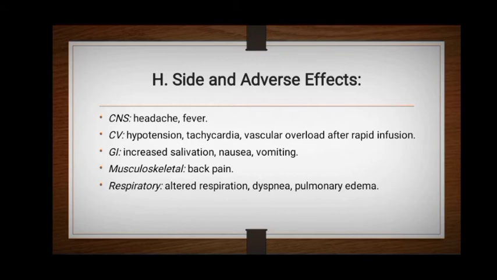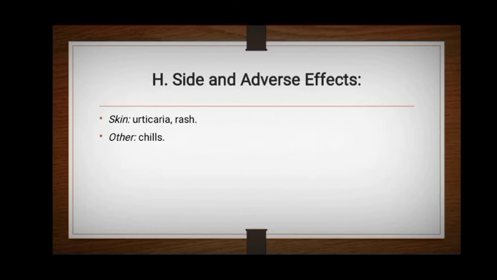Side effects and adverse effects. For central nervous system, it causes headache, fever. For cardiovascular system, it causes hypotension, tachycardia, vascular overload after rapid infusion, and for GI, it increases salivation, nausea, vomiting. For musculoskeletal, it causes back pain. Respiratory is altered respiration, dyspnea, pulmonary edema. For skin, it causes urticaria, rash, and another side effect is chills.